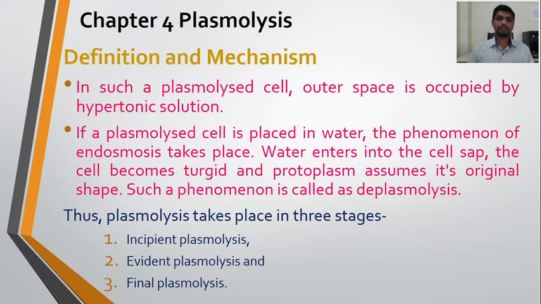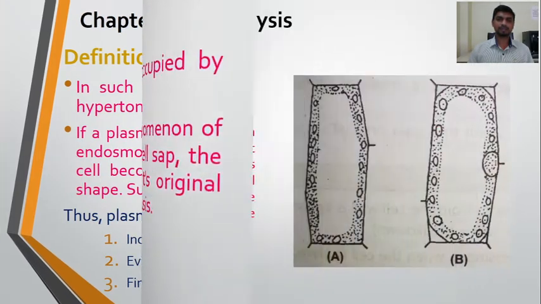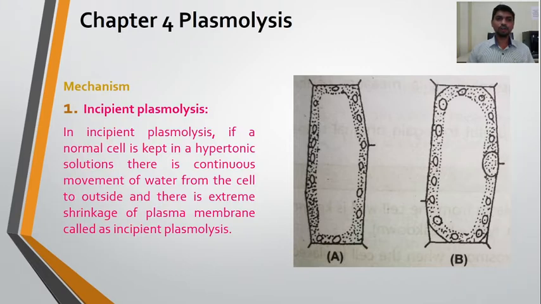Now one by one we are going to study these three stages of plasmolysis: incipient plasmolysis, evident plasmolysis, and final plasmolysis. This is the first stage of plasmolysis, which we call incipient plasmolysis. In this figure we can see a normal plant cell. As you know, if you put a normal plant cell in a hypertonic solution, there is a phenomenon of exoosmosis. Due to exoosmosis, water comes out from the cell sap into the outer solution.